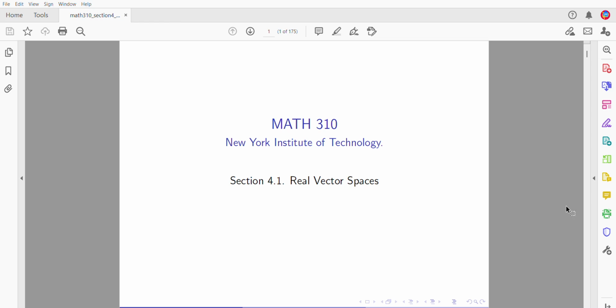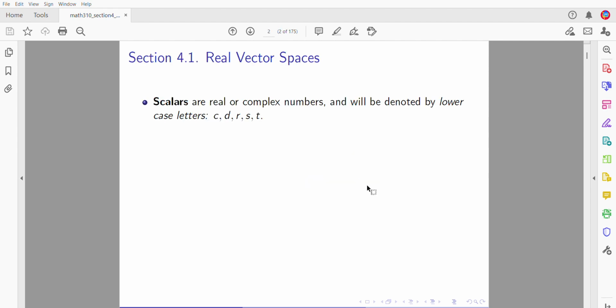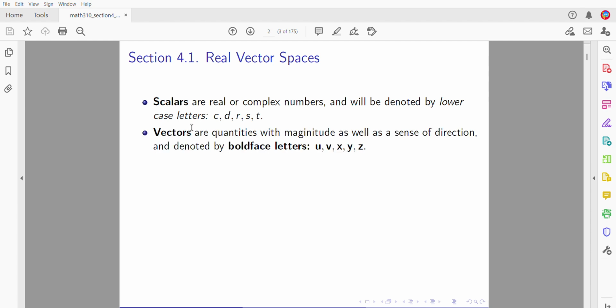Welcome back. This is section 4.1, Real Vector Spaces. In this section, or throughout this course, scalars mean real or complex numbers. They will be denoted by lowercase letters c, d, r, s, t, a, b, and so on. Vectors are quantities with magnitude as well as a sense of direction. Vectors are denoted by bold-faced letters, typically u, v, x, y, z.